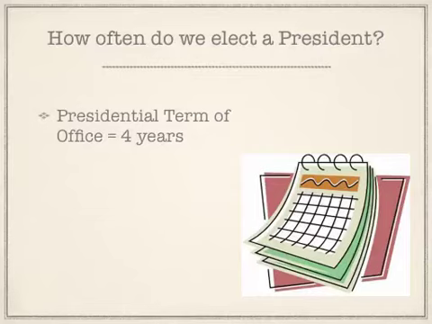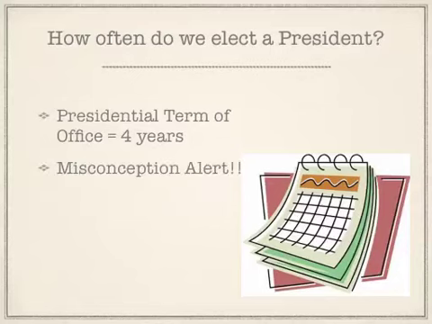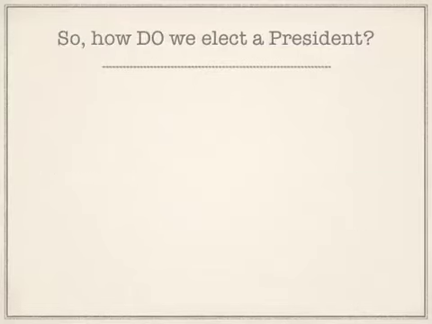president every 4 years. However, many people will tell you that as citizens, we vote directly for the president, that it's a popular vote, and whoever wins most of the votes wins. This is actually incorrect. It's a huge misconception. We do not use popular vote to elect the president, and citizens do not get to vote directly for the president. Well, then, how do we elect a president?